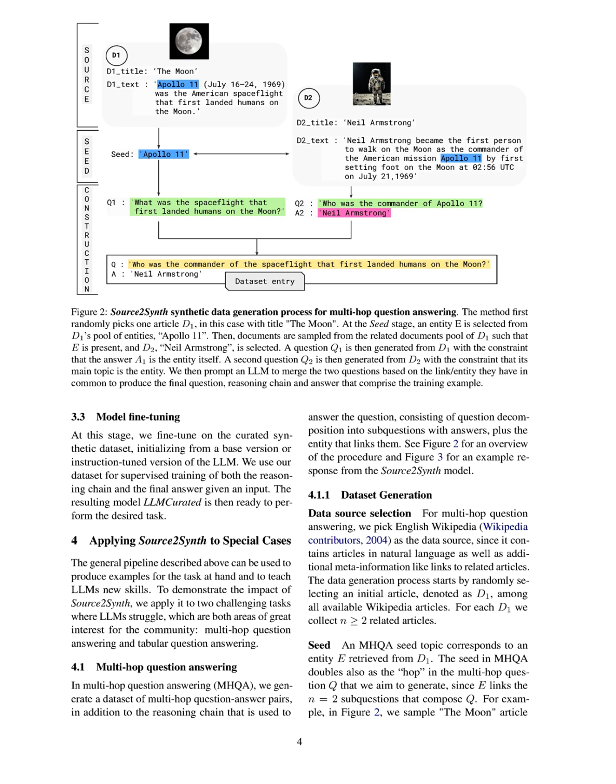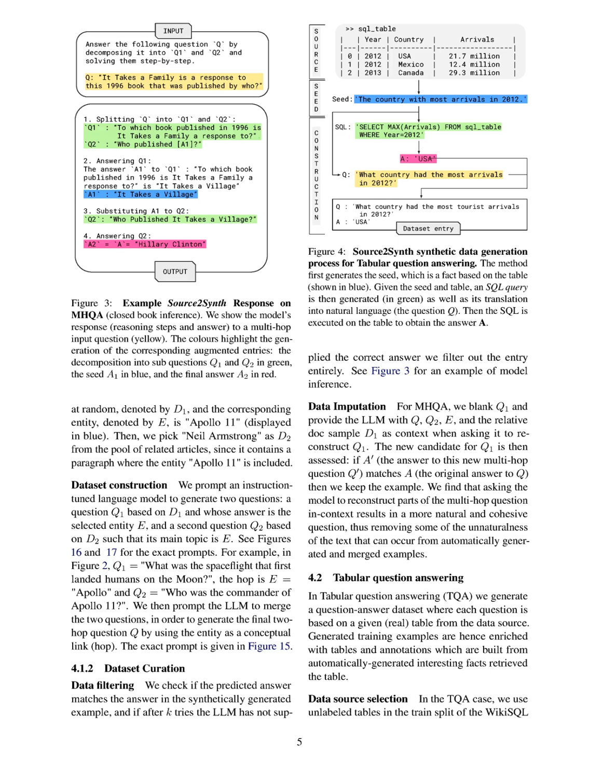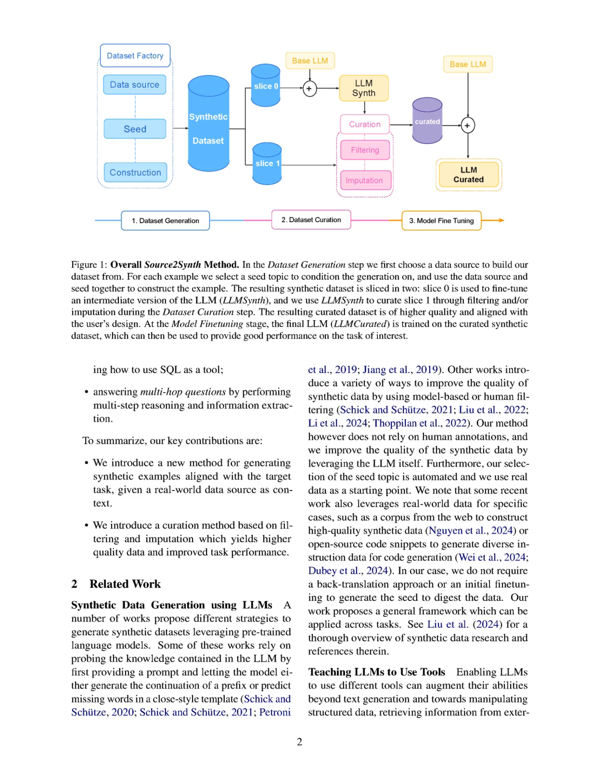One might be, what was the spaceflight that first landed humans on the Moon? And the other could be, who was the commander of Apollo 11? The reasoning chain involves linking these questions through the seed entity, allowing the model to merge them into a multi-hop question, such as, what is the height of the student that topped the entry exam? This process not only creates a coherent question, but also provides a structured approach to arrive at the answer by breaking down the reasoning into smaller, manageable steps. Thus, the seed topic serves as a conceptual link that guides the generation of the entire example.